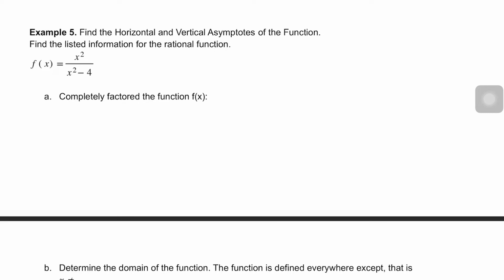All right, so let's try example number 5. In this example, we're asked to find the horizontal and vertical asymptote of the function. The first part is to factor completely the function. So let's try to do that.